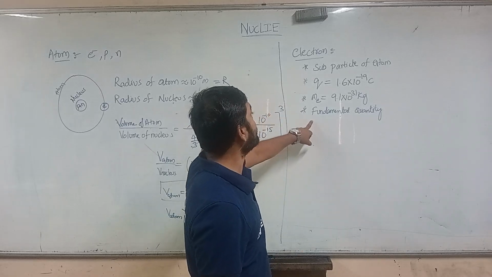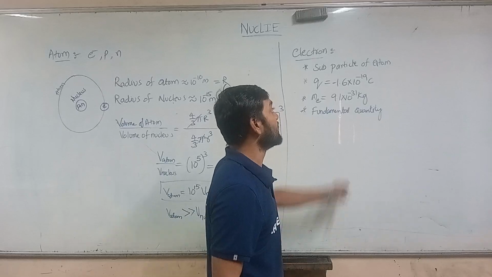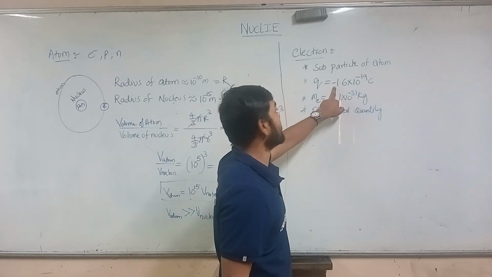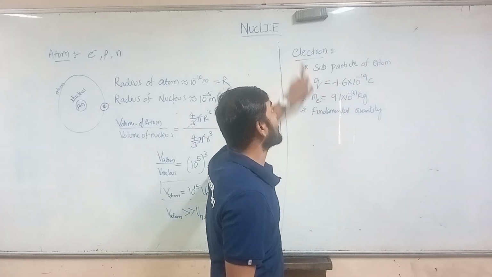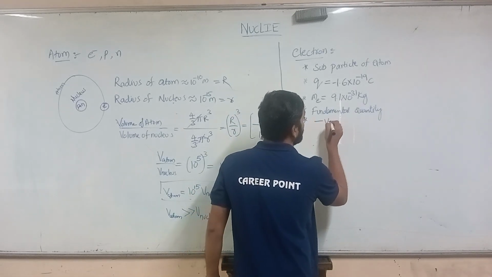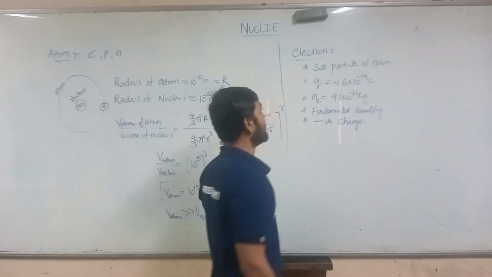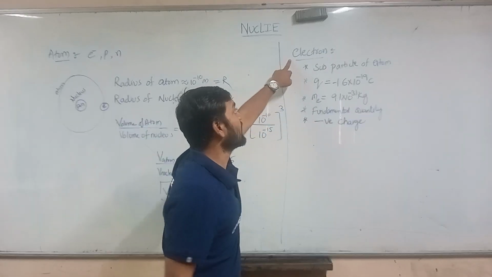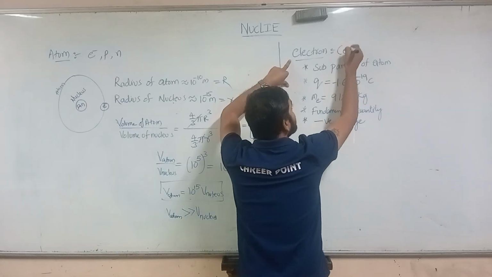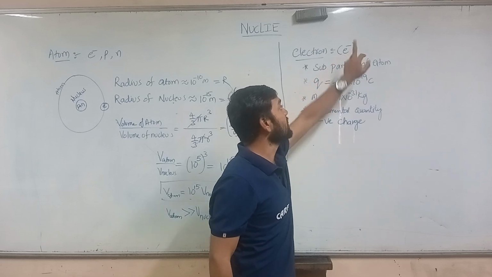The charge of this electron is minus 1.6 into 10 to the power minus 19 coulombs. This minus means the electron is negatively charged. So we need to take the electron as a negative charge. Here you see the electron is represented by E minus.